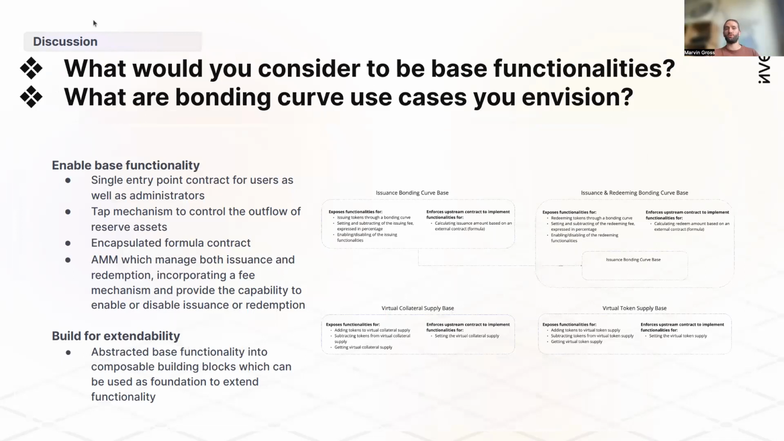So to conclude, I would open up the floor for general questions, if anyone has some, and then of course we also have a more directed question. What would you consider to be base functionalities, and what are bonding curve use cases you can envision? And we can look at how they would fit into or be enabled by the inverter architecture.